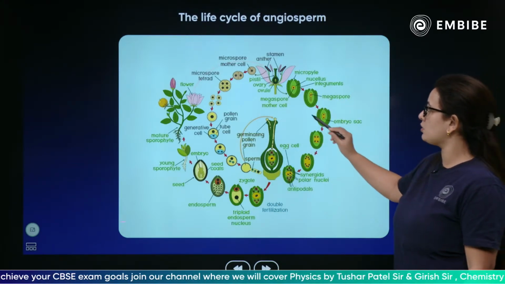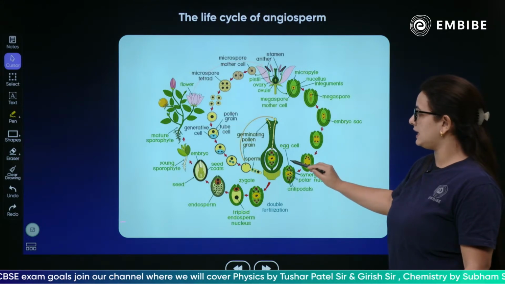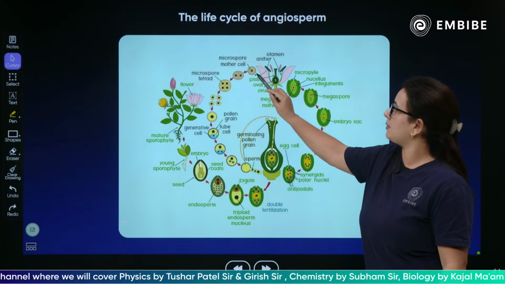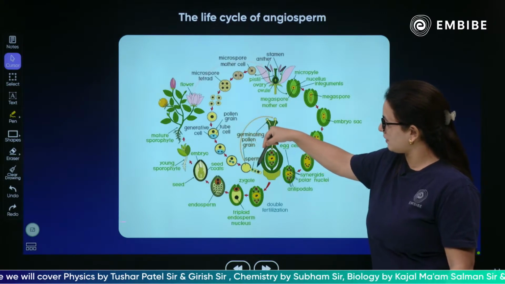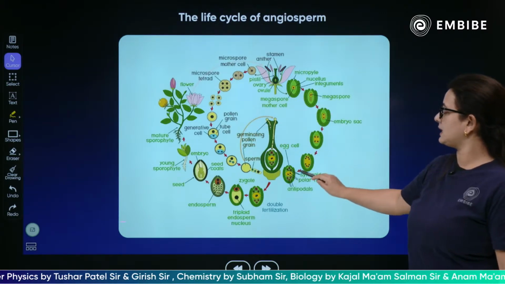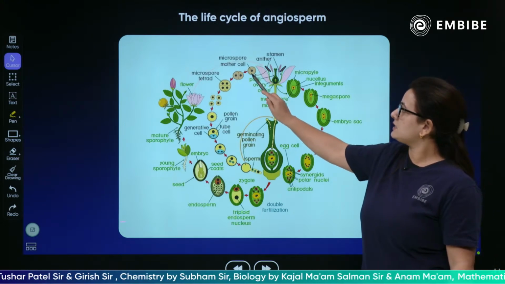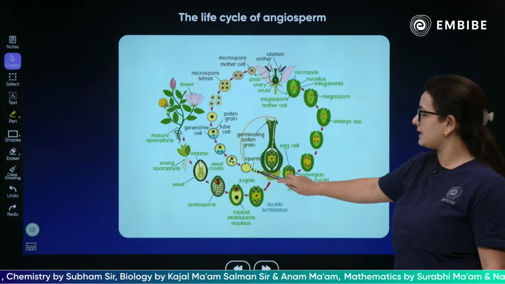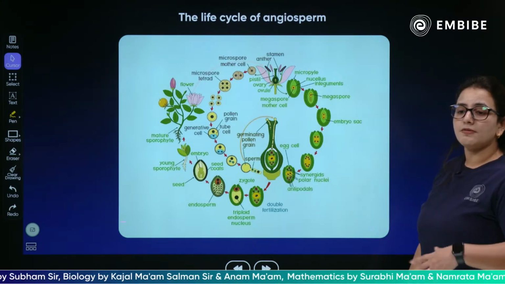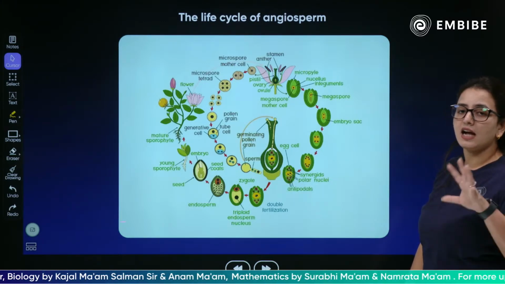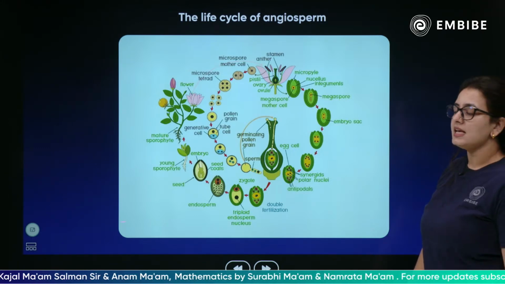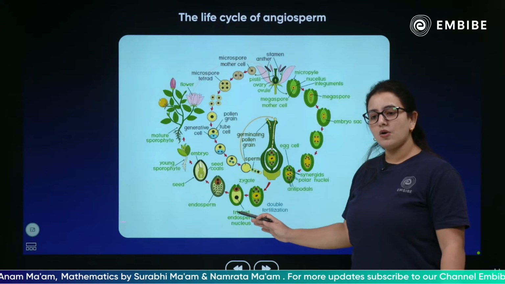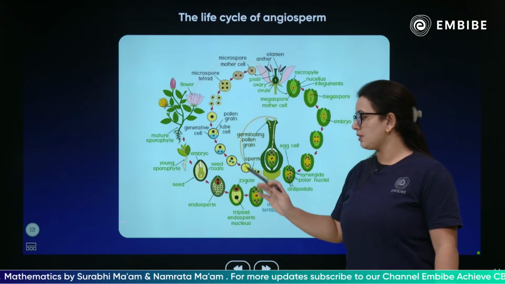As you can see, this is how the megaspore develops, and this is how the microspore develops. The microspore mother cell divides mitotically, forming two male gametes. One male gamete goes and fuses with the egg cell, and the other male gamete fuses with the central cell, giving the formation of the zygote and the triple fusion with endosperm formation.